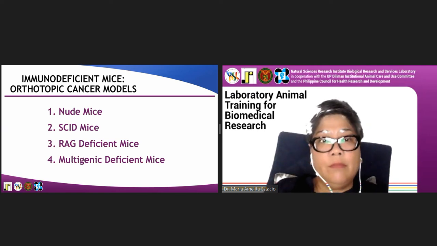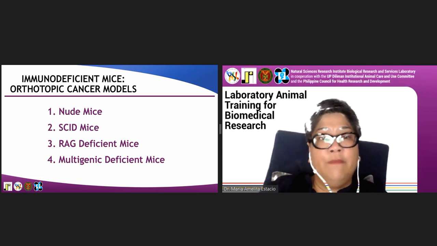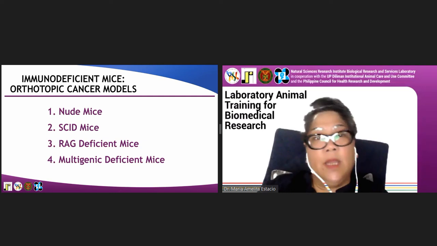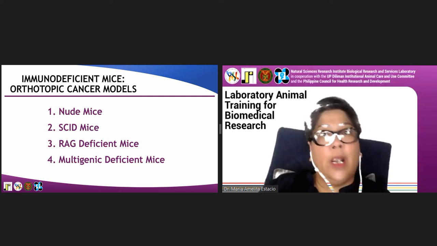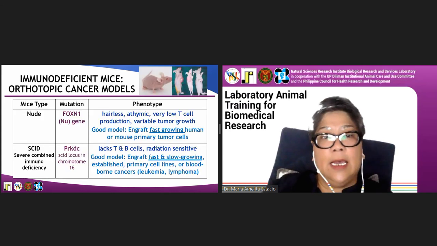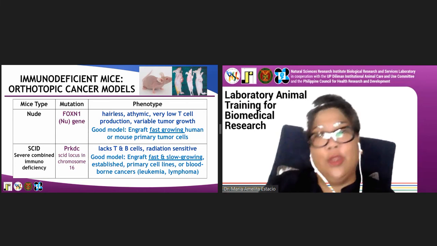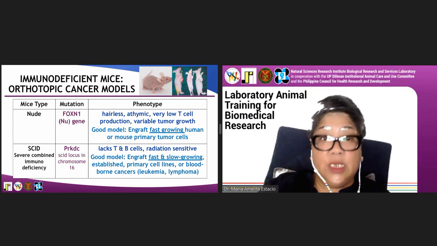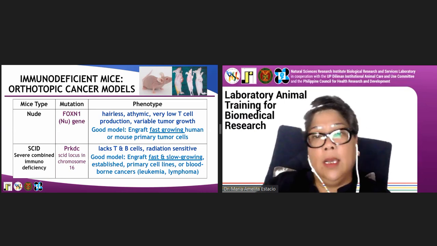So for here in the Philippines, I think popularly used is the nude mice. But I think we should take advantage of the newer cancer models, specifically the SCID, the RAG, and the multigenic deficient mice models. So for the nude mice, now you can see the picture; they are hairless, and that is because of the mutation in the nude gene, or the FOXN1 gene. But more importantly, the mutation would be the absence of the thymus gland.